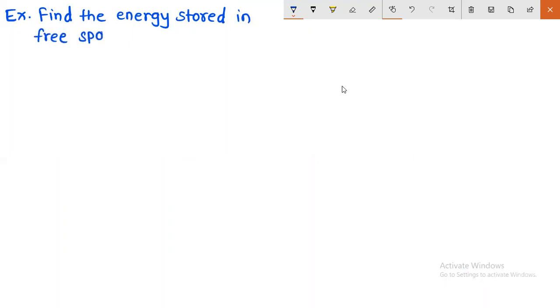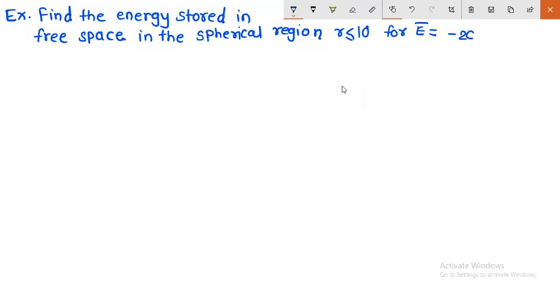So now we'll see one example. Find the energy stored in free space in the spherical region r is less than or equal to 10 for E bar is equal to minus 200 R into unit vector A bar R.